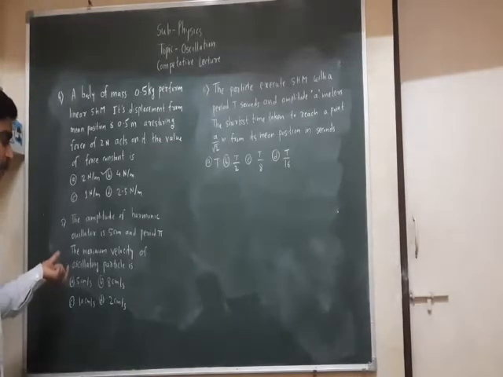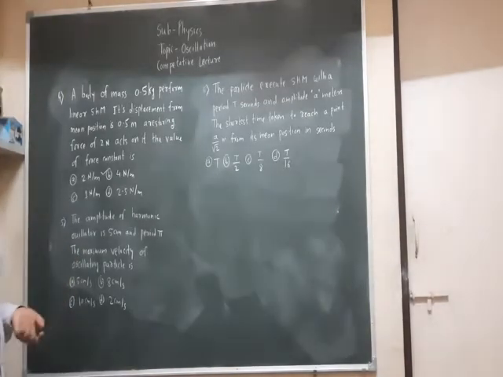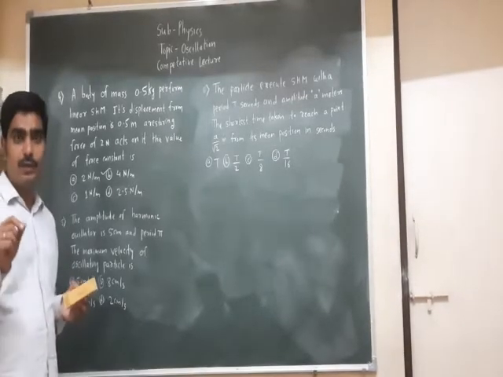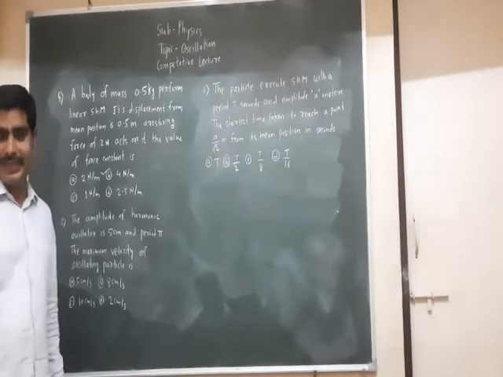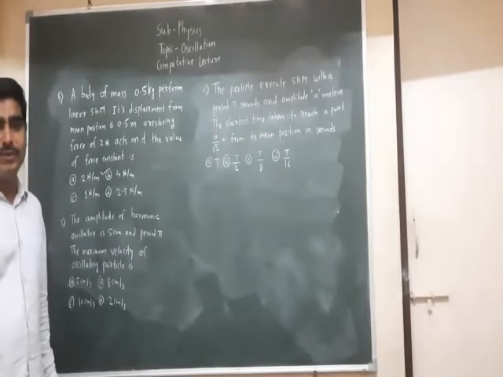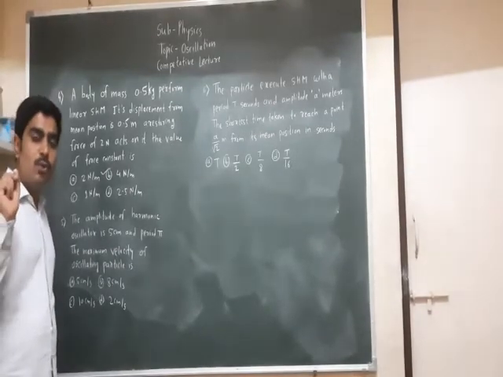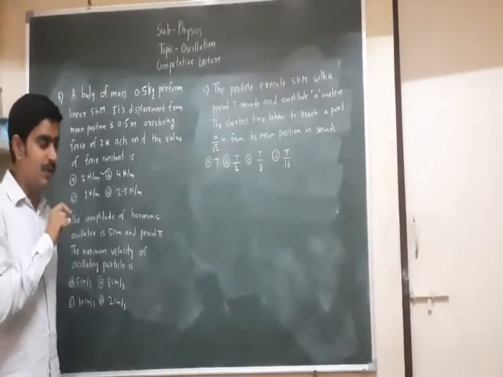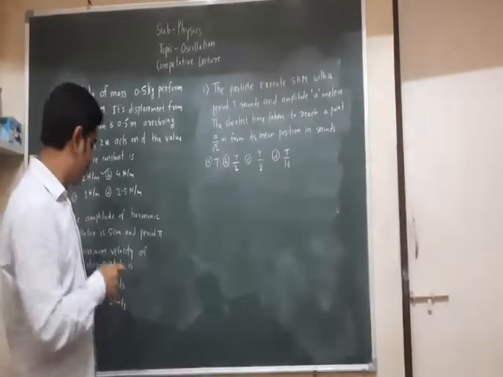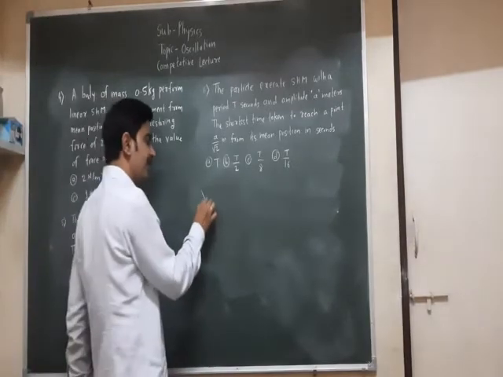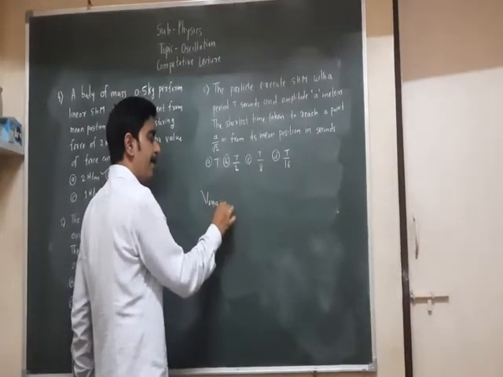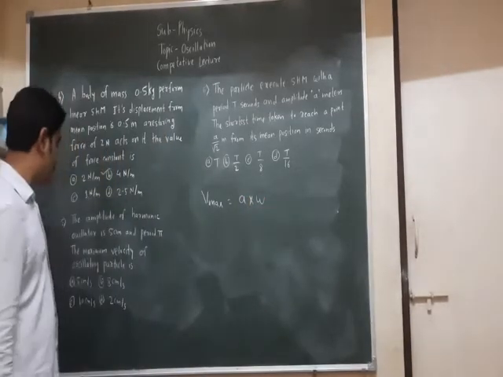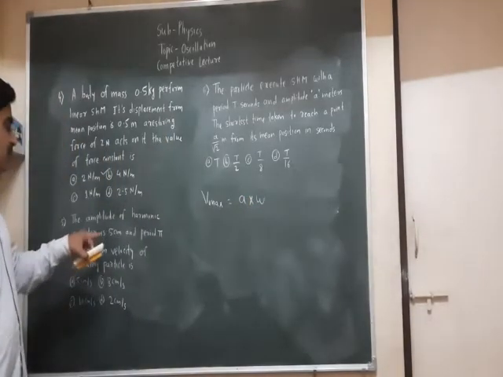So what is asked in the given question? The maximum velocity. And we have studied the formula for the velocity, that is v is equal to omega under root a square minus x square. For the maximum velocity, x is equal to 0. So Vmax is a omega, that we have studied theoretically. So that formula we have to apply here directly. That is Vmax is equal to a multiplied by omega.